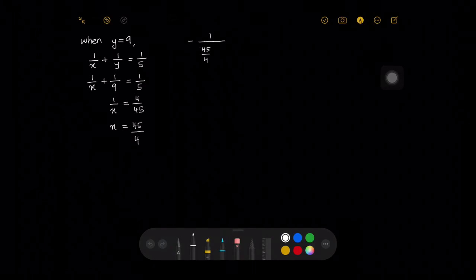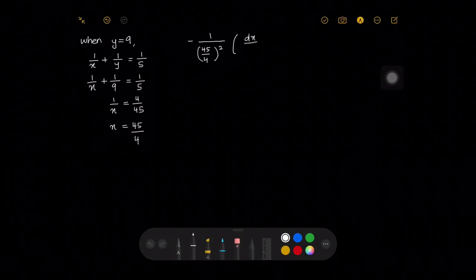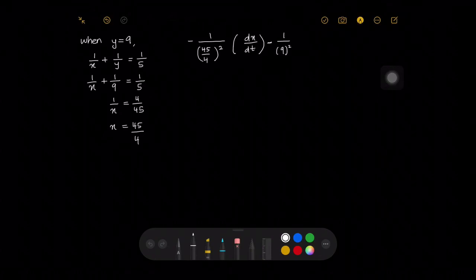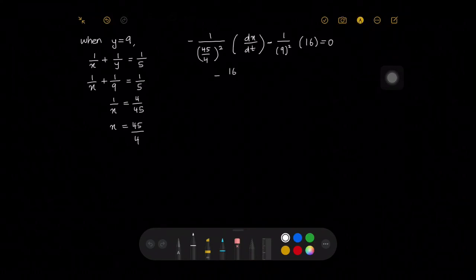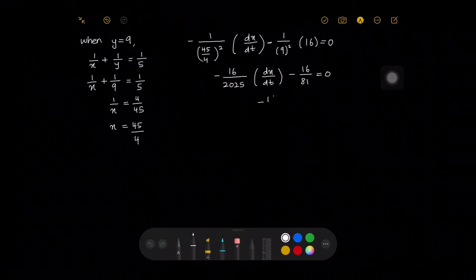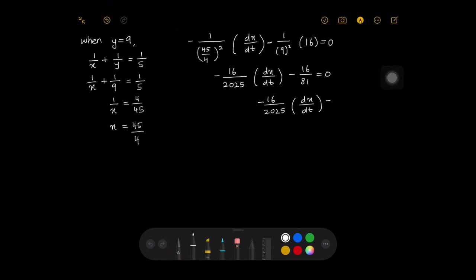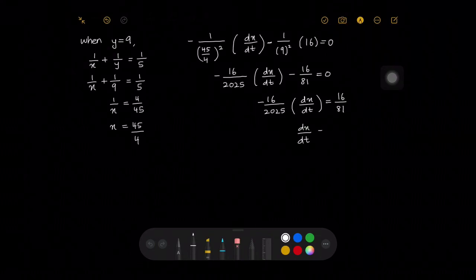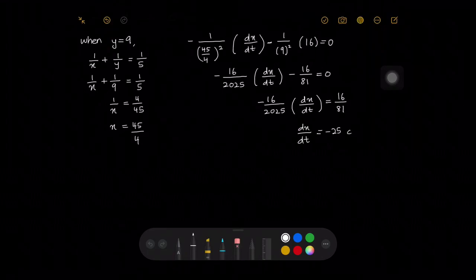Now we can substitute the values of x, y, as well as dy over dt, which is 16, into the earlier equation. We get negative 1 over (45 over 4) squared dx over dt minus 1 over 9 squared times 16 equals 0. Now calculate the values and leave dx over dt on the left side to obtain its value. And the final answer will be dx over dt equals negative 25 cm per second. Thank you.